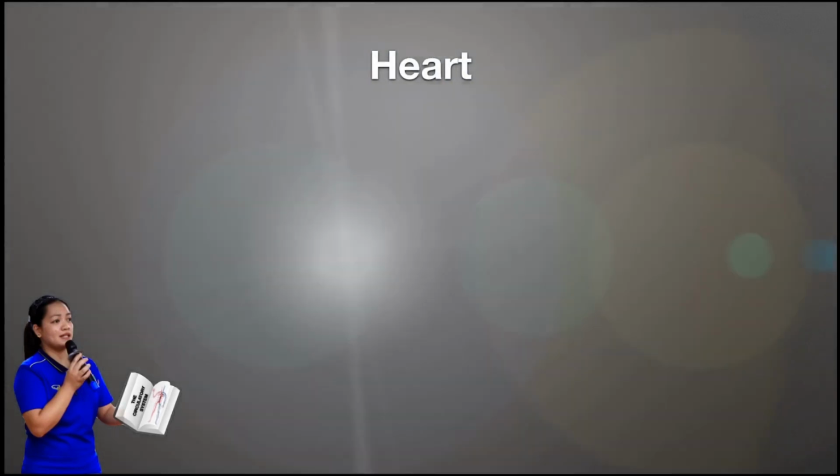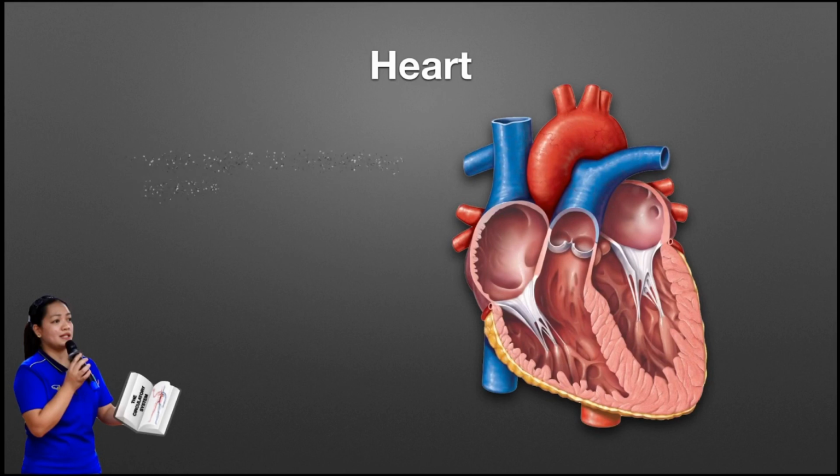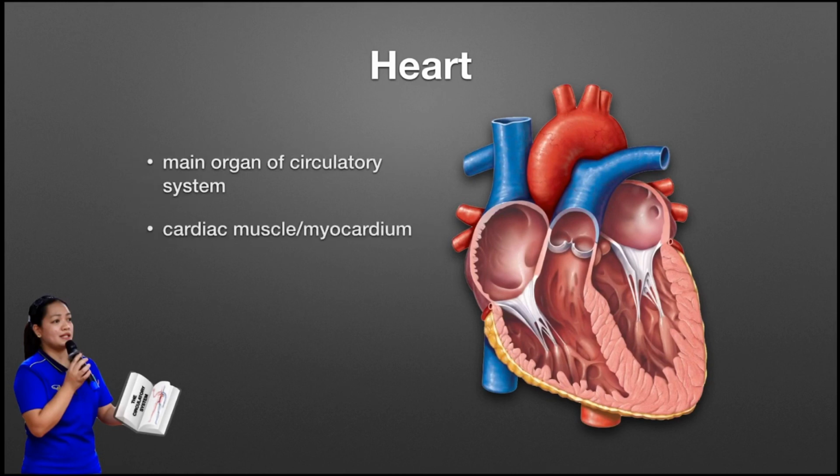The heart is the main organ of the circulatory system, with 4 chambers. The heart muscle is called cardiac muscle or myocardium. The heart is an organ that pumps blood throughout the body via the circulatory system, supplying oxygen and nutrients to the tissues and removing carbon dioxide and other wastes.